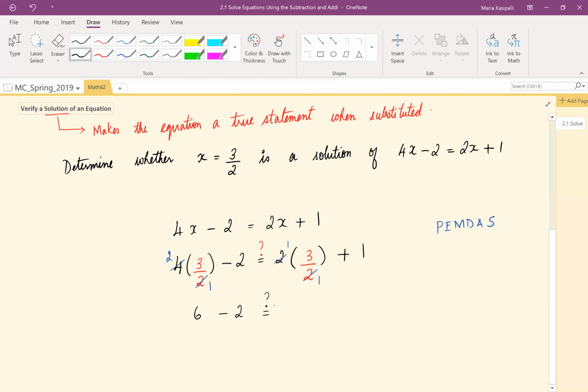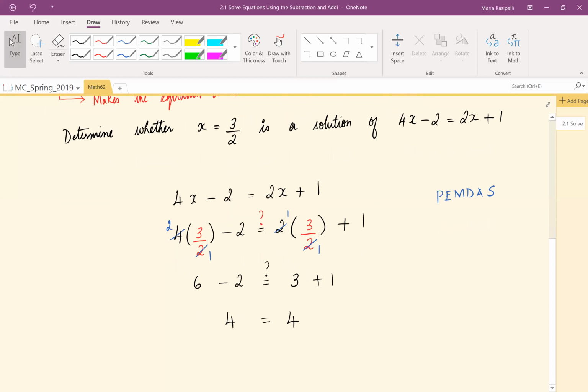Still continue with a question mark. We have 1 and the 3 there, so multiply them. You have to multiply because there is parentheses there. That's the operation that it indicates. Multiply them, and now go ahead and simplify this. 6 minus 2 is 4, equals 3 plus 1, 4. Is this a true statement? And yes, indeed. 4 can only equal 4, so this is a true statement.